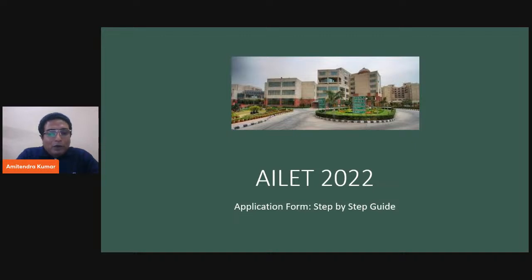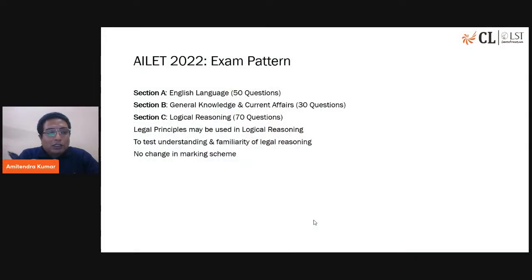Now, we all know when we look at AILET, that's about 5 sections, but they have reduced that to 3 sections. The number of questions remains the same, 150, but the number of sections has been changed to 3. The first section is English language, about 50 questions. The second section is general knowledge, including current affairs, which is 30 questions. But instead of 3 other sections, now you have a section C, which is logical reasoning, about 70 questions.